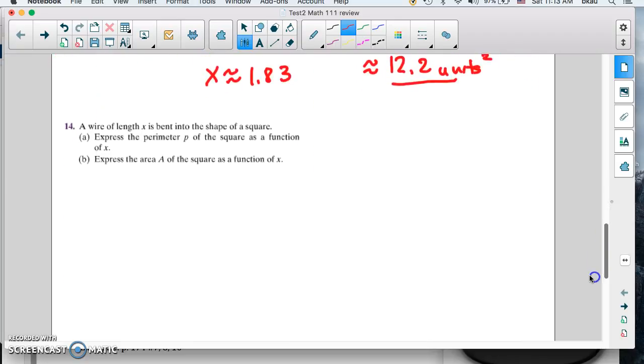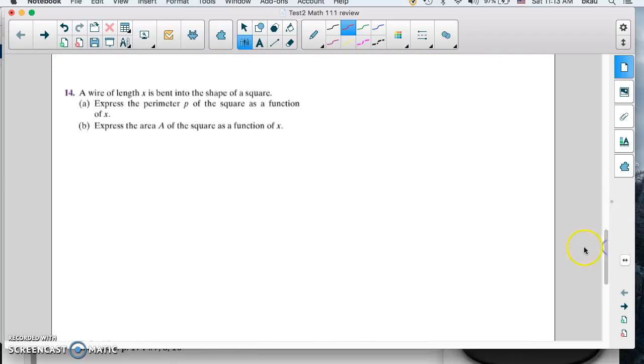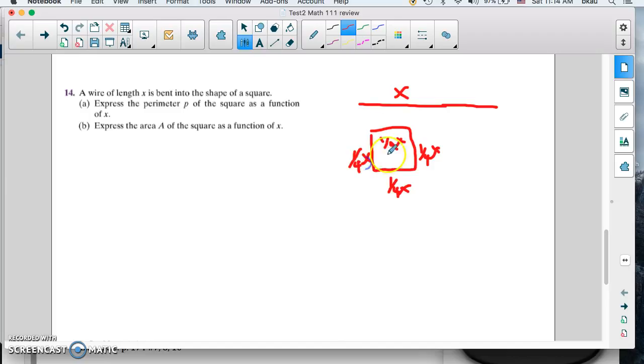Okay, the other example, which is actually the first one. It says a wire of length x is bent into the shape of a square. So we have something that's x, and then we're going to bend it into a square. All right, so this is x here. We bend it in a square. Each of the sides of a square is the same, so this is basically cutting into fourths. So each of the sides would be 1/4 x, 1/4 x, 1/4 x, and 1/4 x.